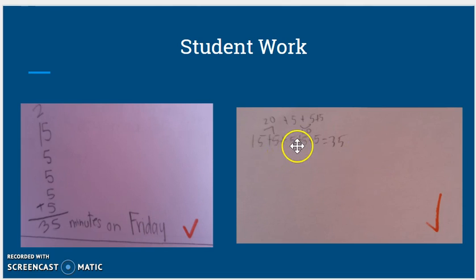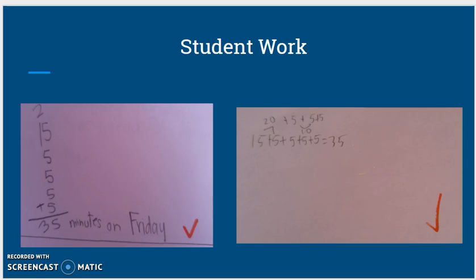The second student did the same thing. He started with 15 for Monday, 5 more for Tuesday, 5 more for Wednesday, 5 more for Thursday, and 5 more for Friday. Then he added and he got 35 too.